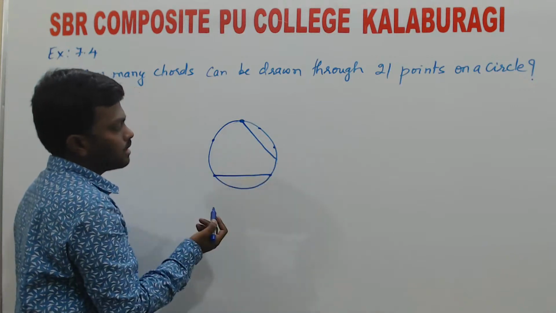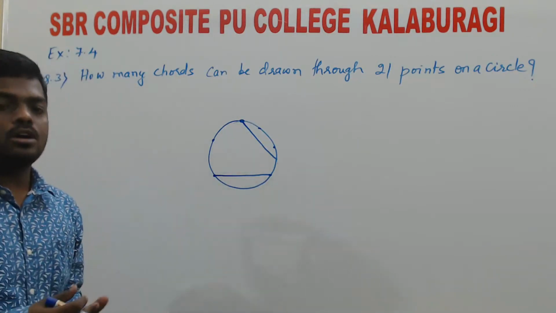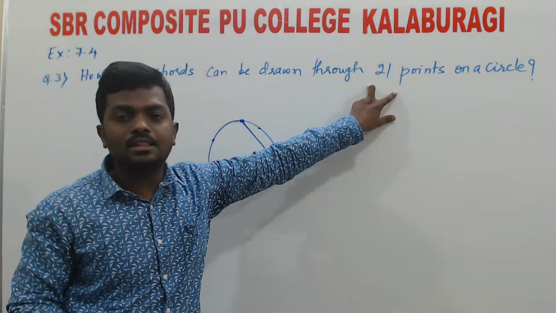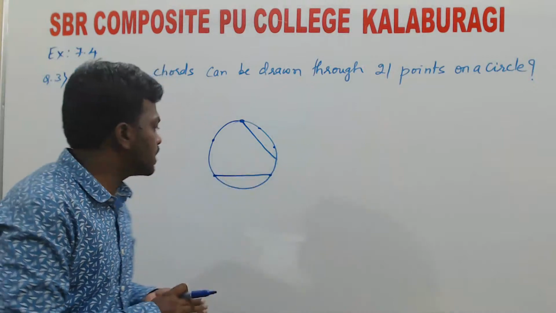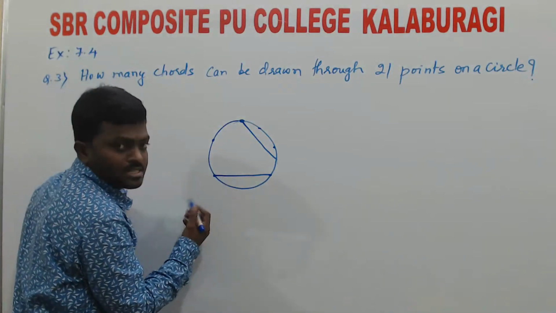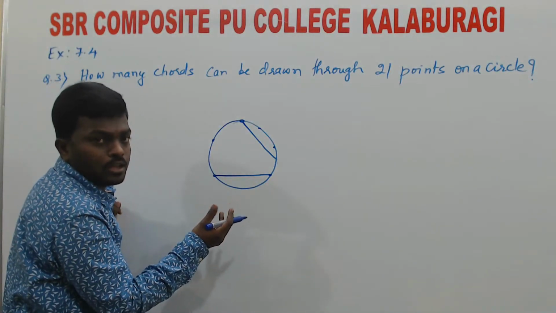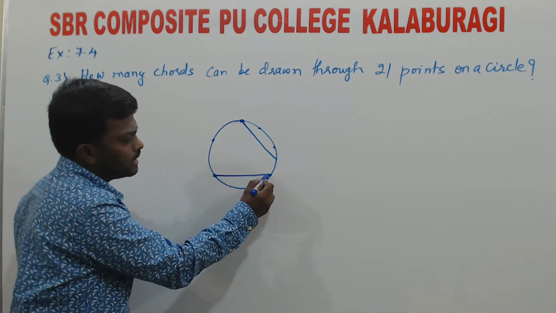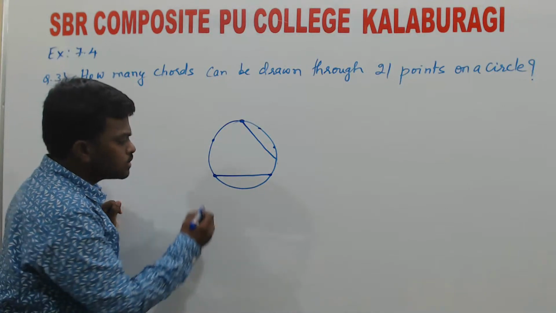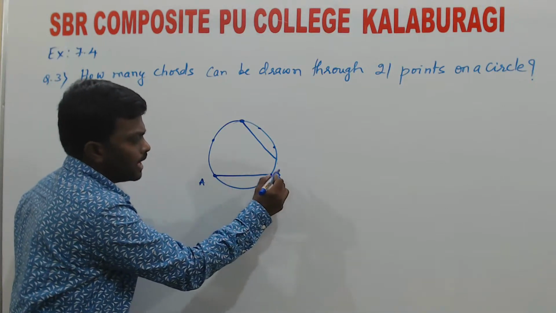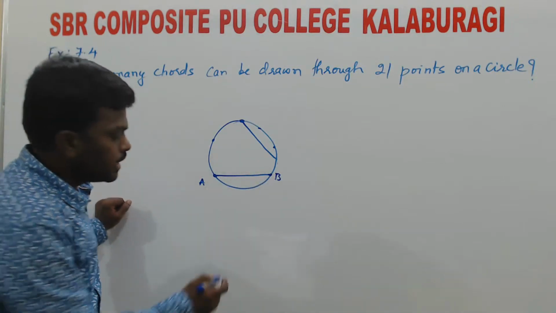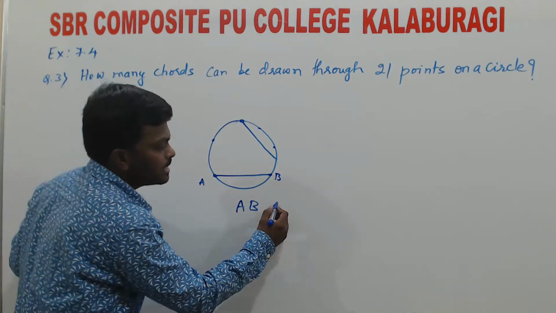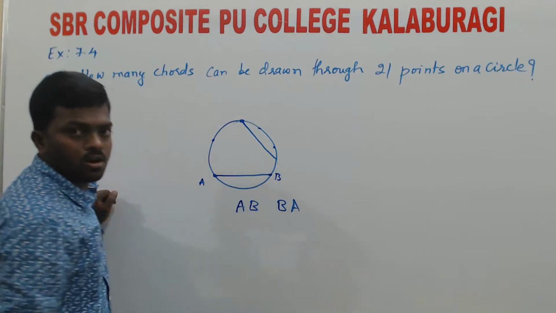So this is also a chord, right? So how many such chords can be drawn through 21 points on a circle? This is the question, students. So now look here. This is a line segment, right? A chord is nothing but a line segment. At the end, it has 2 points. Okay. So now look here. I'll just name it. AB is a chord. Okay. So I'll say AB is a chord is same as saying BA is a chord, right?